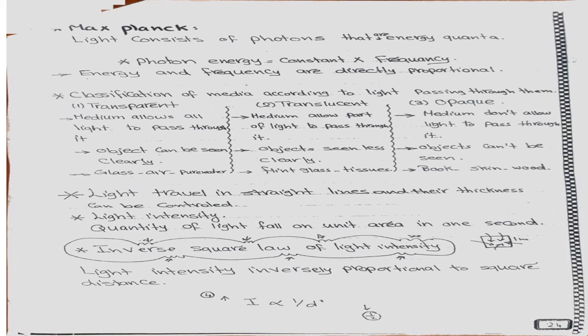Type. Light travels in a straight line. يبقى light travels in a straight line. Finally, you have to know that light intensity means the quantity of light that falls perpendicular on unit area in 1 second. Then inverse square law of light intensity means that light intensity is inversely proportional to the square of the distance.